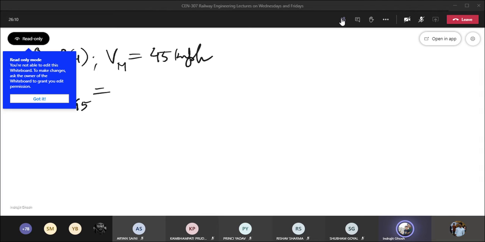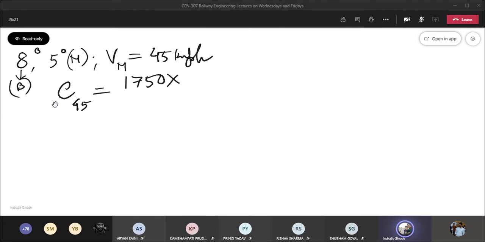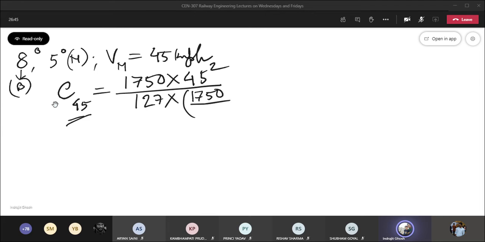So G, as we have said earlier, it is not 1676, it is 1750, the center to center distance between the two rail heads. V square over 127 R. So we do not know R. So 45 is for which line? Main line. So which degree of curvature value do we have to use? Right?